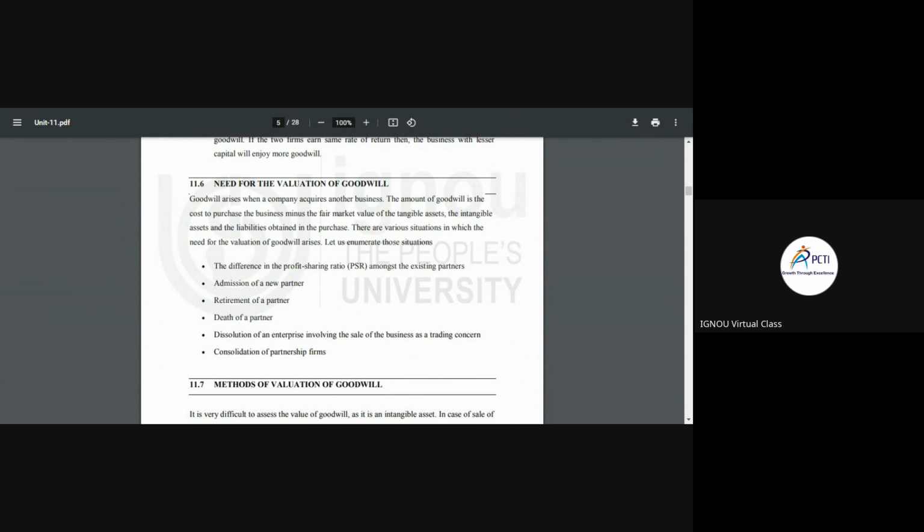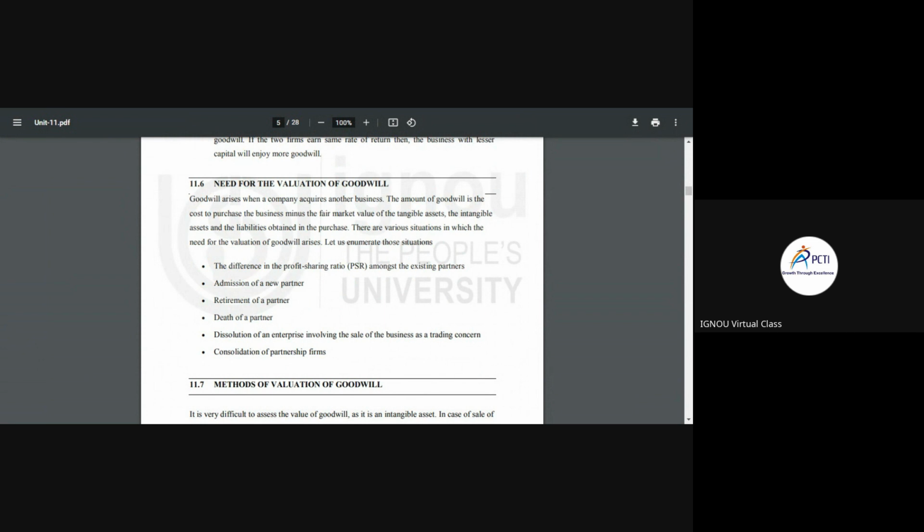So the amount of goodwill is the cost of purchase of business. Then we deduct the fair market value of the tangible asset. So the tangible asset and the liabilities which is obtained in the business purchase. There are various situations in which the need for the valuation of goodwill arises.